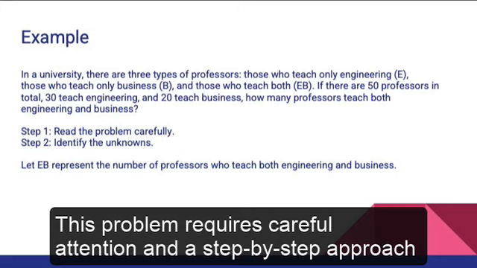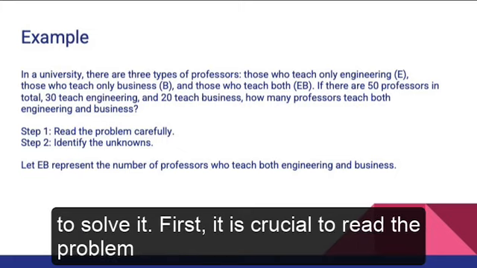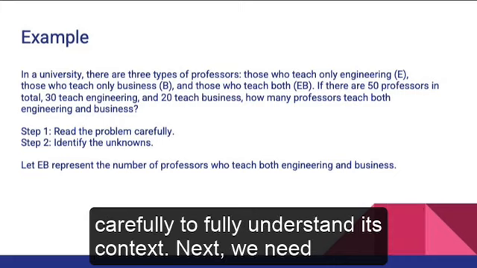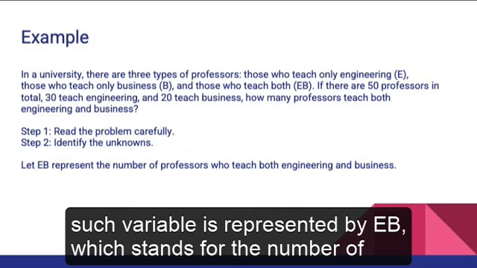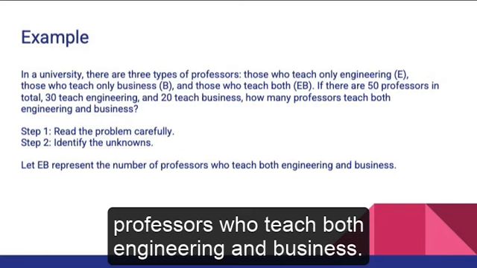This problem requires careful attention and a step-by-step approach to solve it. First, it is crucial to read the problem carefully to fully understand its context. Next, we need to identify the unknown variables involved. One such variable is represented by EB, which stands for the number of professors who teach both engineering and business.